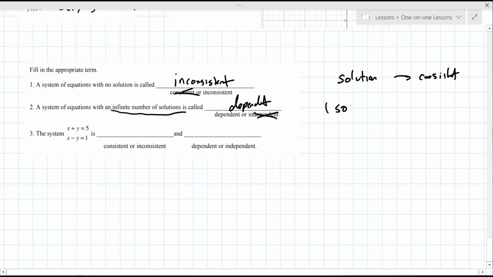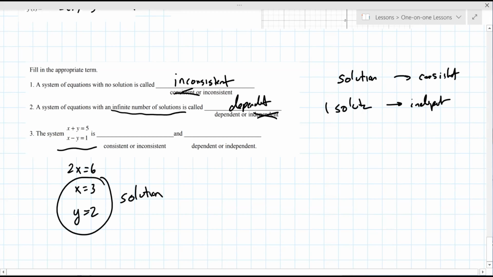So if it has one solution, it's called independent. Got it. The system is, we have to solve this, because that'll help us figure out these words here. So let's solve it by adding: 2x equals 6, x equals 3. When you plug 3 back in, you find that y is equal to 2. So since it has a solution, this is what it means by a solution, an ordered pair. Since it has a solution, it is consistent. Since it has one solution, it is considered independent.